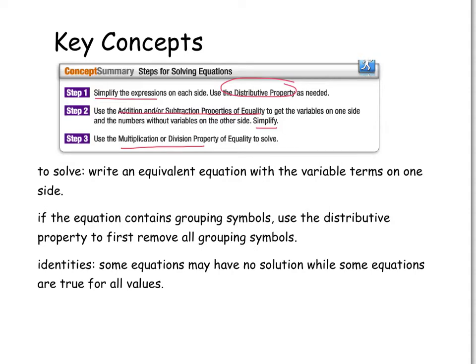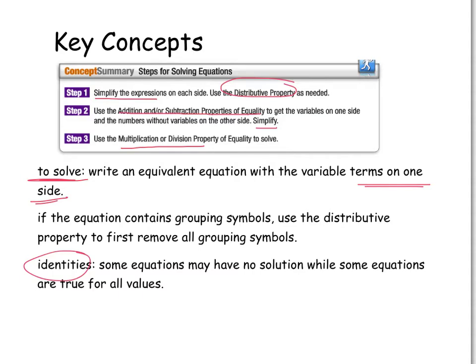When we solve equations, we want to first of all make sure that we write an equation with the variable terms on one side. And then if the equation contains grouping symbols, we first want to use the distributive property to remove all grouping symbols. And then again we have those identities.